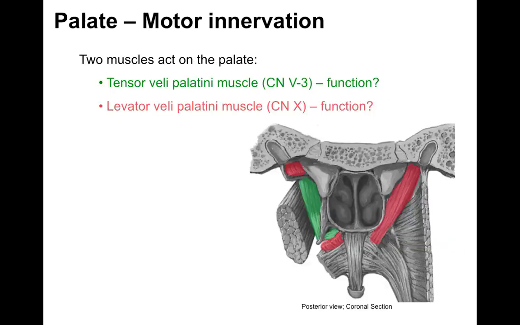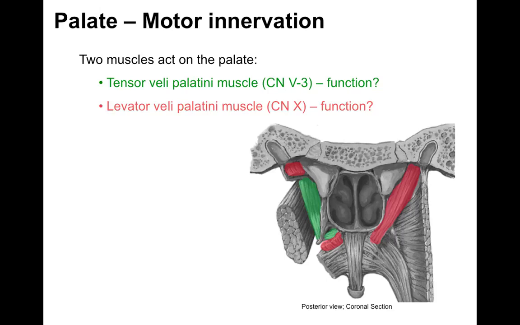All right, now the muscles, the palatal motor innervation. So there are two muscles that act on the palate. In green is the tensor veli palatini, also known as the eensy weensy teeny weeny tensor veli palatini muscle. And as its name indicates, it tenses the palate when swallowing. It's innervated by cranial nerve V3. Function is tense the palate. I don't care if you remember it from here on out. I'm not going to test you on it.